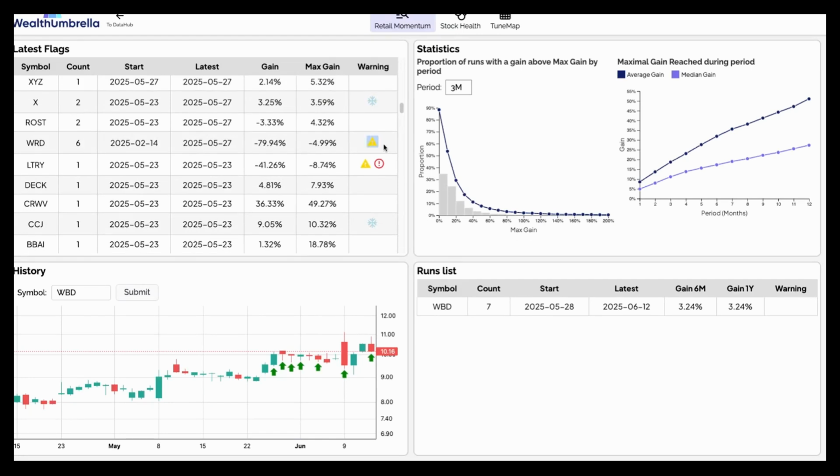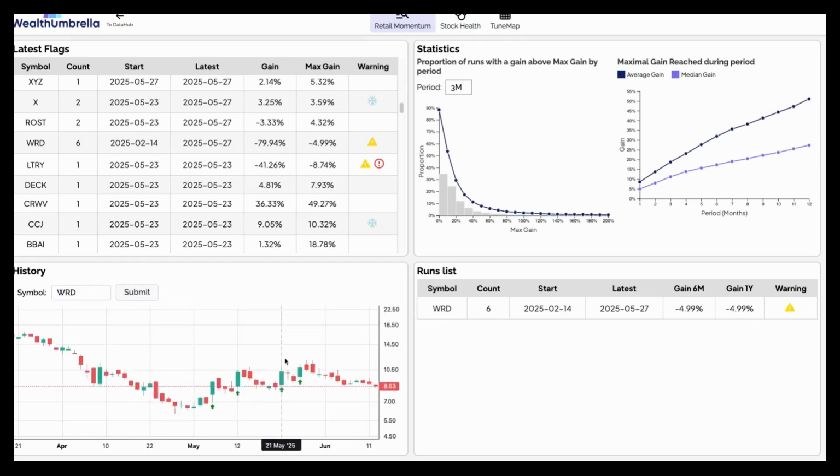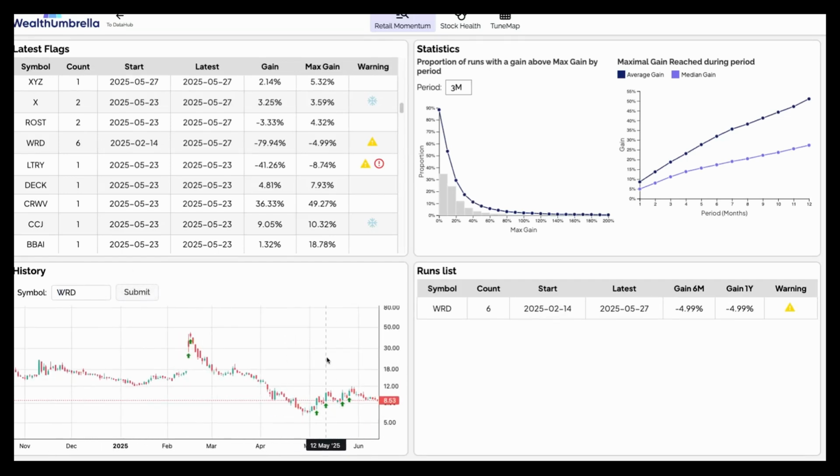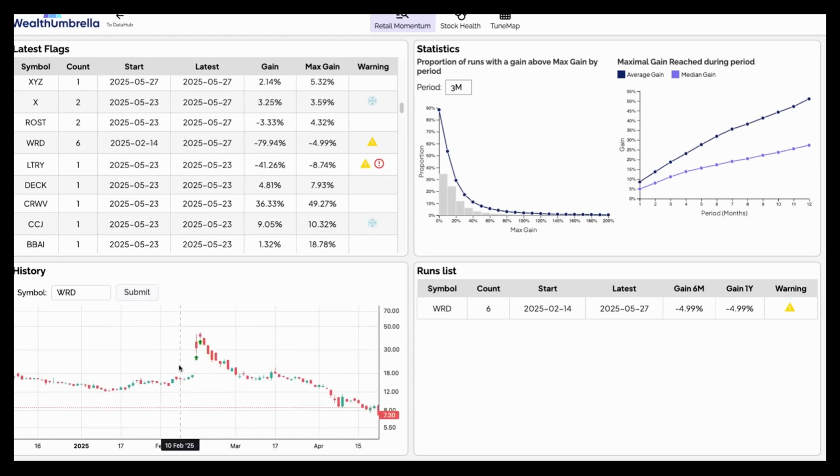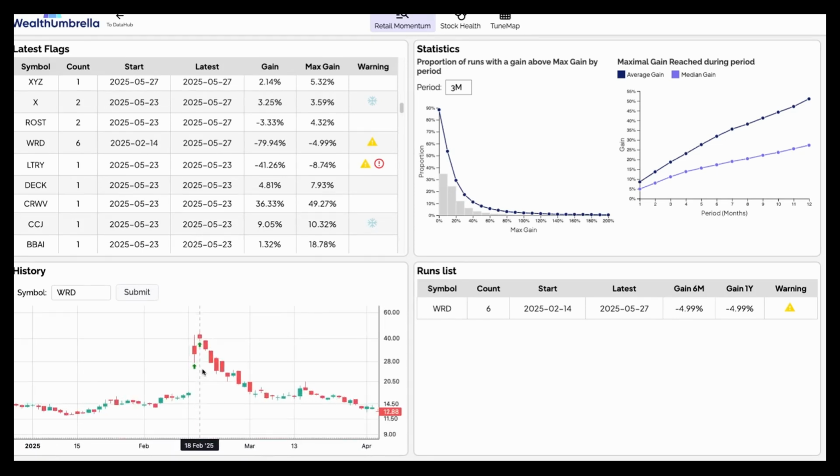Then we have the yellow triangle with an exclamation mark. This is to highlight a big price movement just prior to the flag. So WRD is a good bad example of it. We have seen that up to a certain threshold, if there was too big of a move upward or downward prior to the flag, the worst runs would happen when this situation occurred. So why wouldn't we just filter those out?